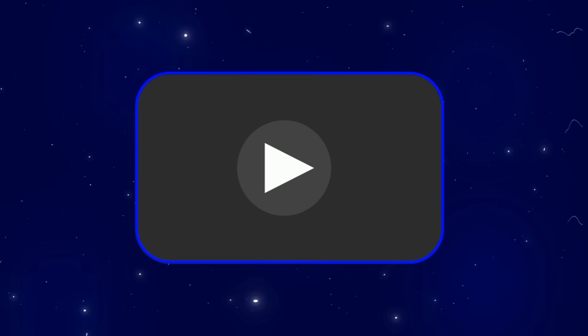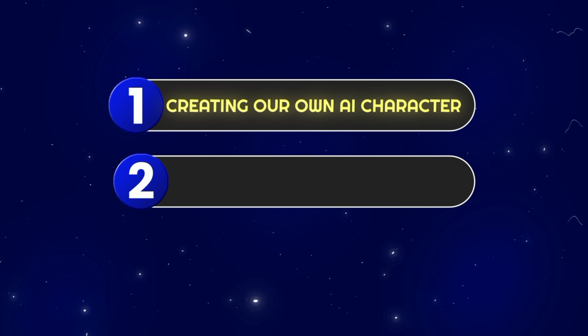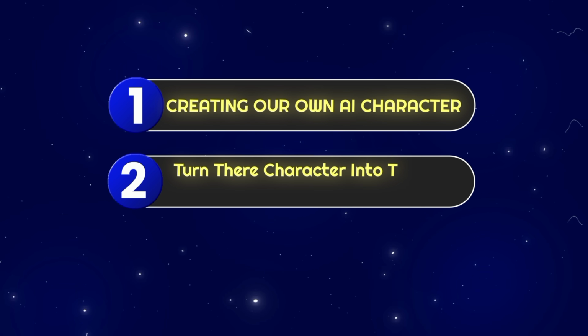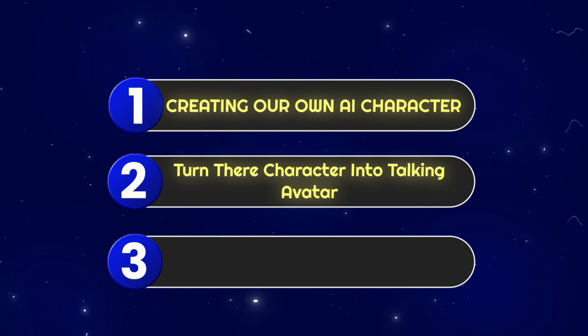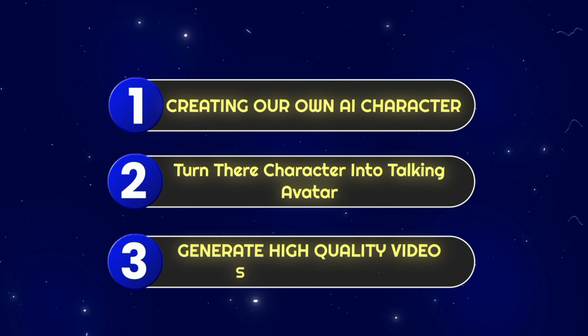In this video, I'm going to show you a complete workflow, step by step, where we'll build everything from the ground up. We'll start by creating our own AI character. Then we'll turn that character into a fully talking, expressive avatar. And finally, we'll generate high-quality video scenes and hooks that you can use to build real content around it. By the end of this video, you won't just understand the process, you'll have everything you need to start your own AI-powered YouTube channel. Let's get started.